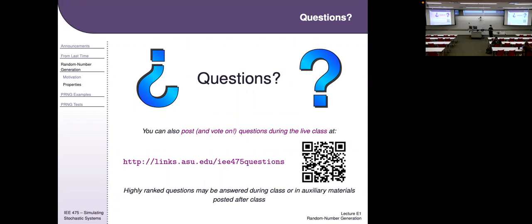The desired properties of these random numbers and these seeds. Okay. Questions online? All right.